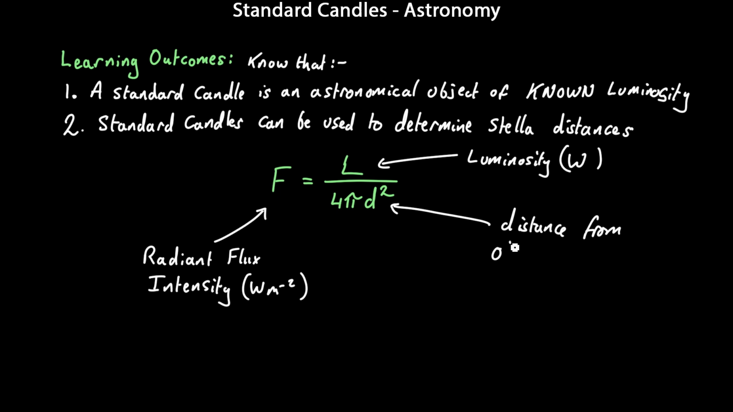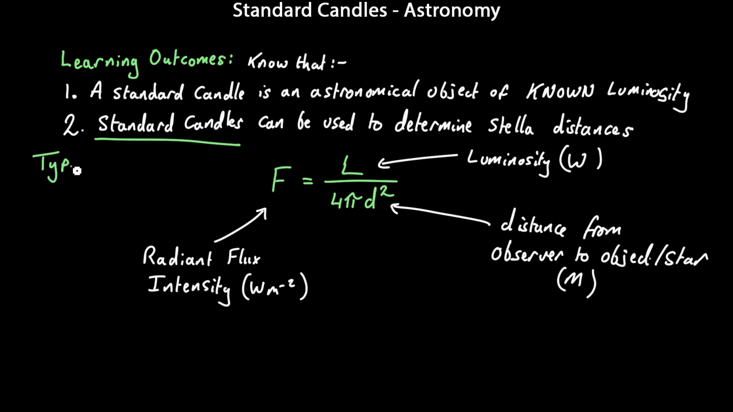Now this formula is read like this. We've got the radiant flux intensity on the left hand side is equal to an object's energy output, so its luminosity, which we measure in watts, divided by 4 pi multiplied by the distance from the observer to this object squared. So there are different types of standard candles that astronomers can use to measure distances.